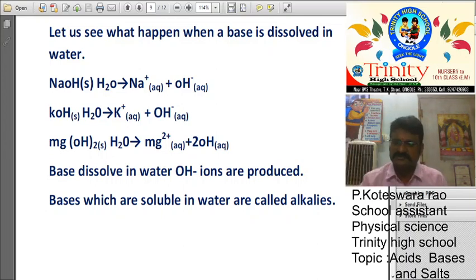And finally, if bases are dissolved in water, is there any technical term? Yes, there is one technical term: alkalis. Bases which are soluble in water are called alkalis. Most important question: what are alkalis? Bases which are soluble in water are called alkalis.